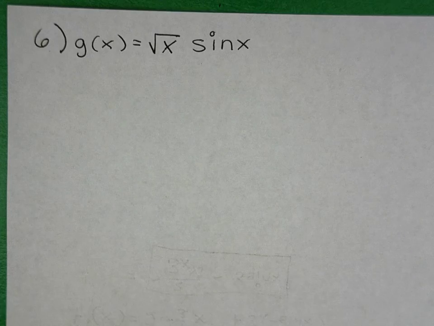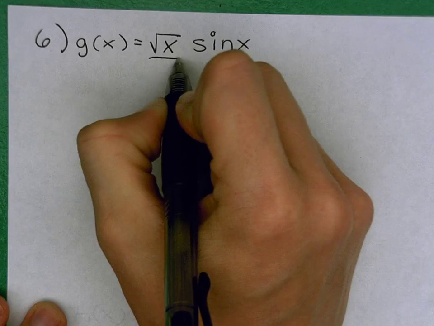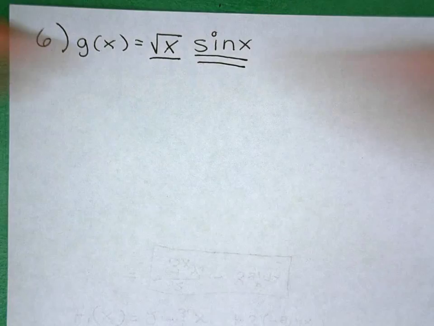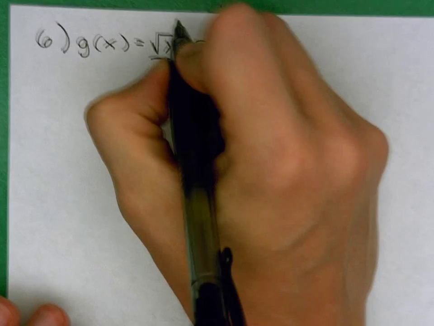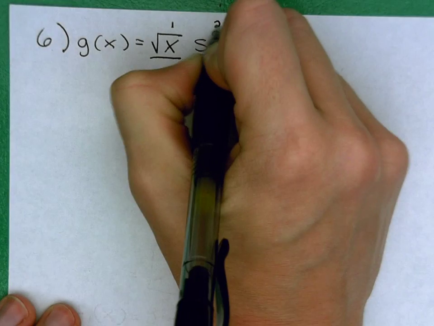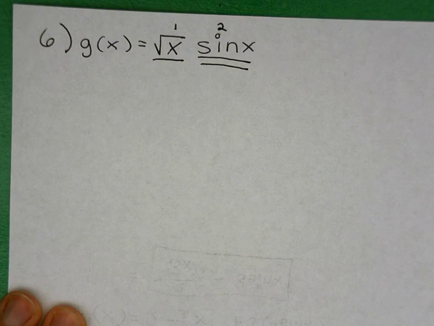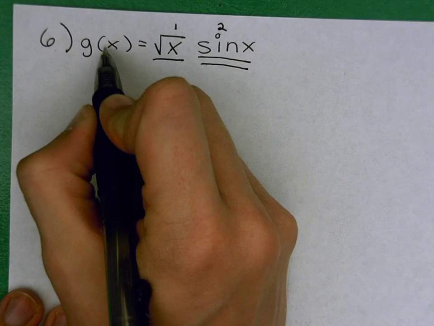And when you see that, for example, in this particular case, we have our first function, which is root x, and our second function, which is sine x. When you see that they are being multiplied together, you're going to remember our product rule. And our product rule is 1d2 plus 2d1. And I'll demonstrate what that means here.